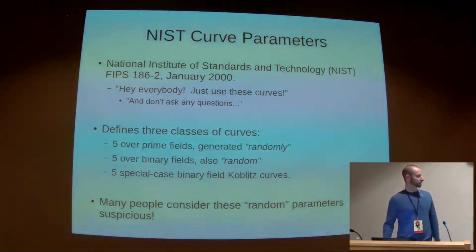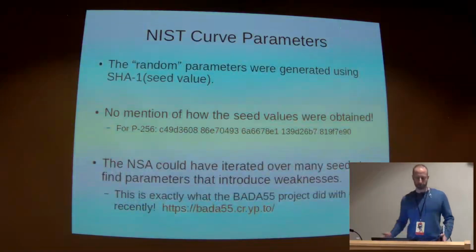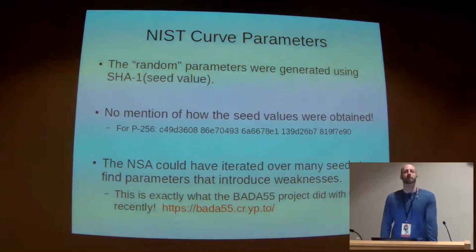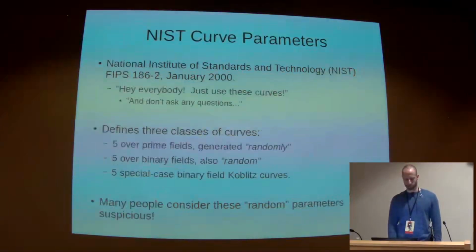Right off the bat, people thought those random parameters were really suspicious. The way they claimed they were generated is that they took random seed values and ran them through SHA-1. Got a question already? Yeah, I'm not familiar with that term, 5 over. What does that mean? 5 over binary fields, so it's 5 curves defined over binary fields. Okay.